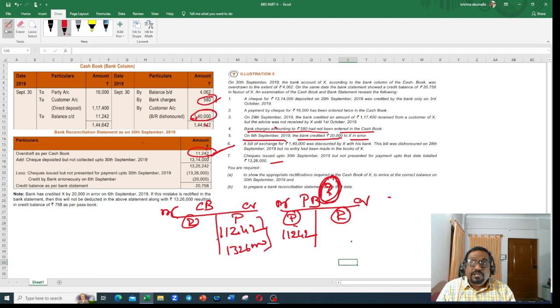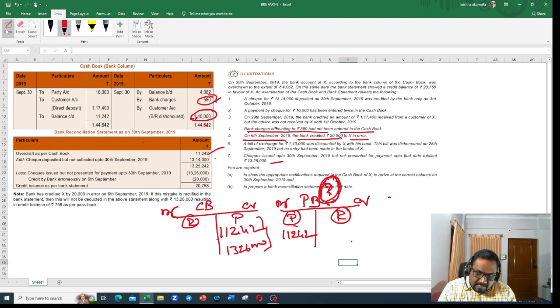Are you clear? Now this balance is increased. But which balance do we need? Question mark. This is increased, that means question mark balance is reduced. Since question mark balance is reduced, I need to subtract this. So checks issued but not presented for payment up to 30th September 2019, 13,26,000. I did that.